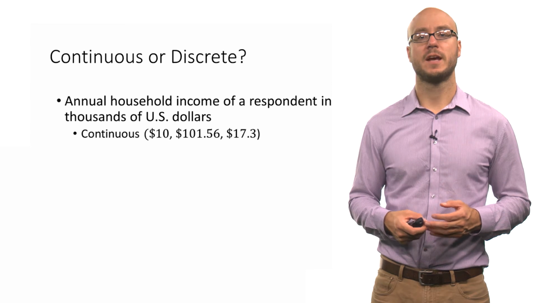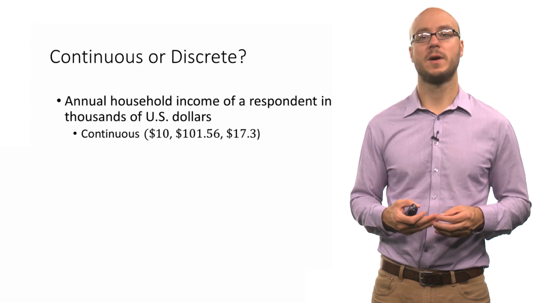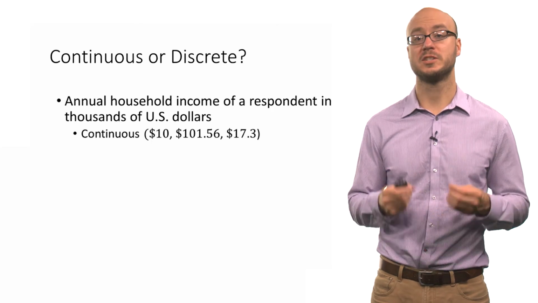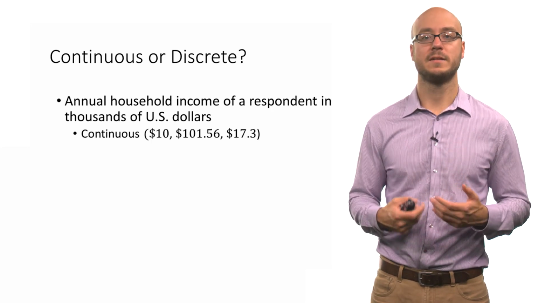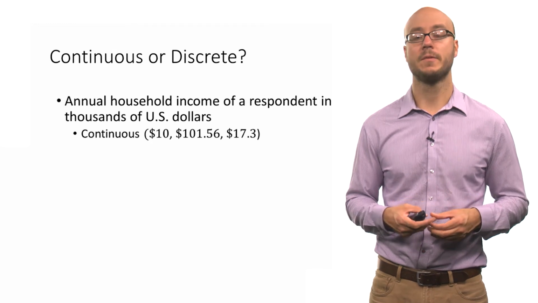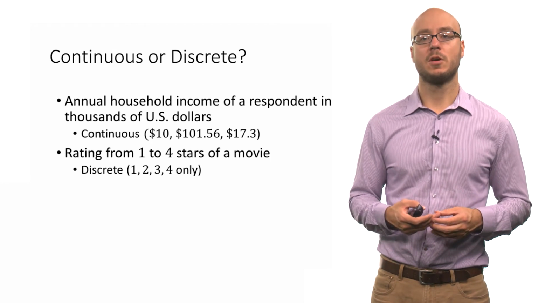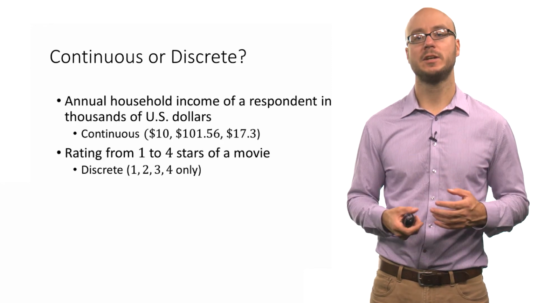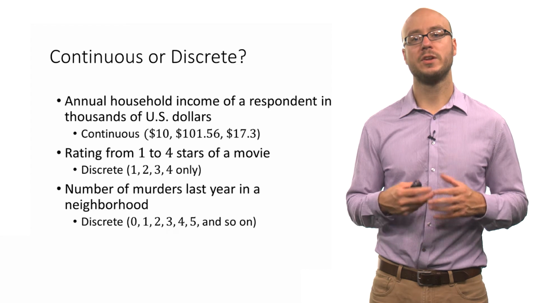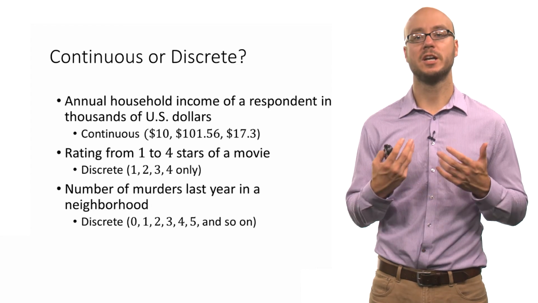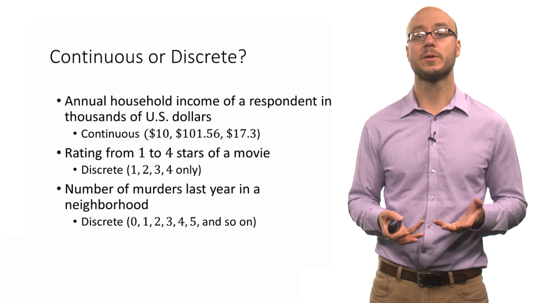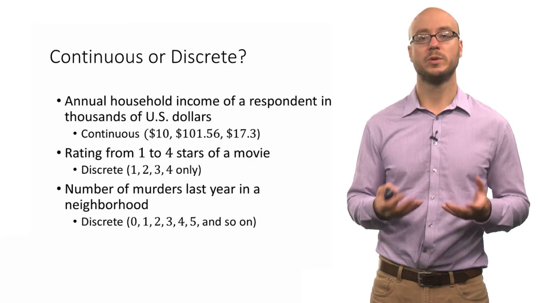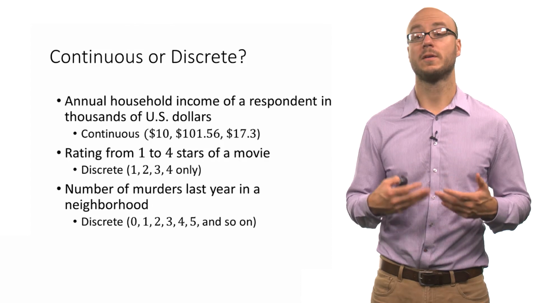So let's go through a few examples. The annual household income of a respondent in thousands of US dollars is an example of a continuous numerical variable because you have these decimal places that dollars can take on. A rating from 1 to 4 stars of a movie, assuming that the stars are 1, 2, 3, and 4, is a discrete numerical variable. To give another example, the number of murders last year in a neighborhood would be a discrete numerical number because for that kind of variable, you only can take on 0, 1, 2, 3, 4, and so on.